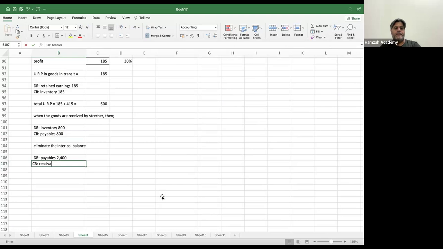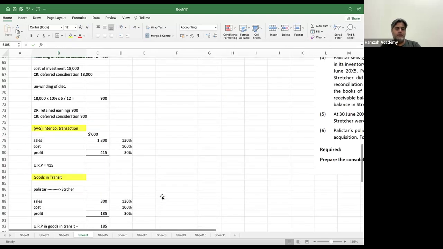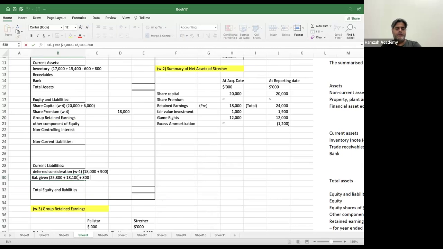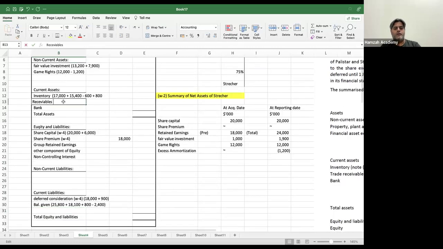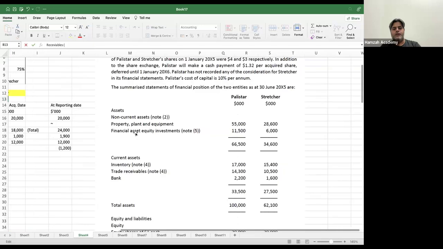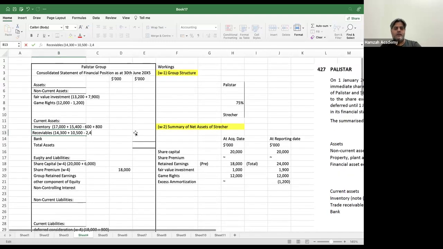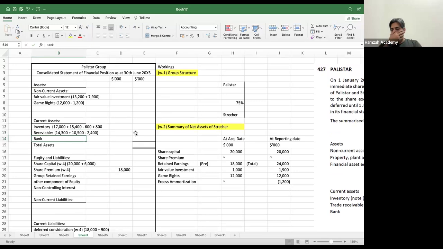And credit the receivables over here. So payables minus 2,400, receivables 14,300 plus 10,500 minus 2,400 over here. Right? I hope it's clear.